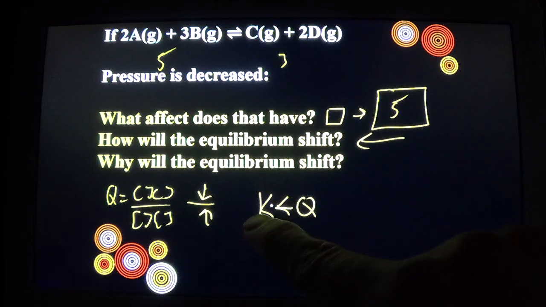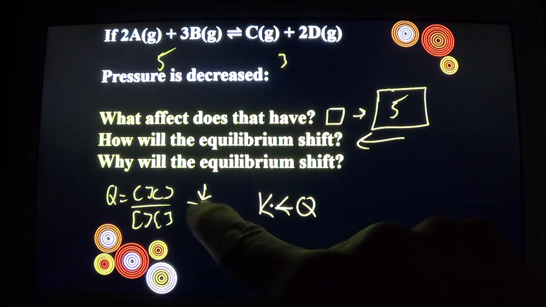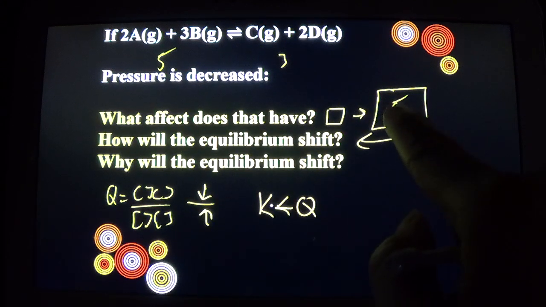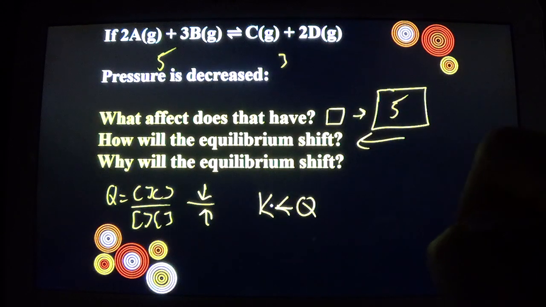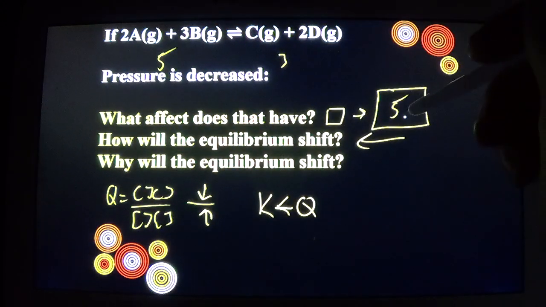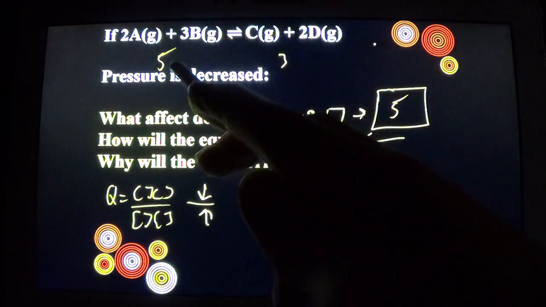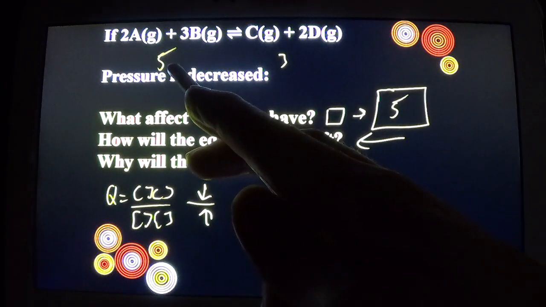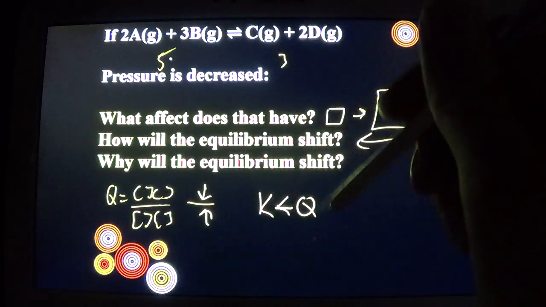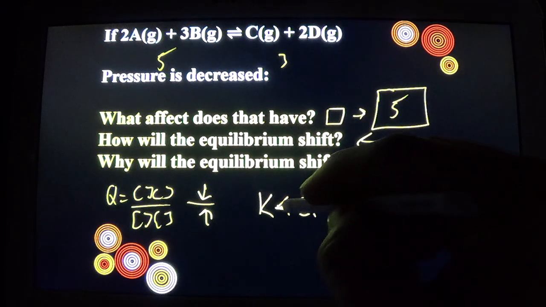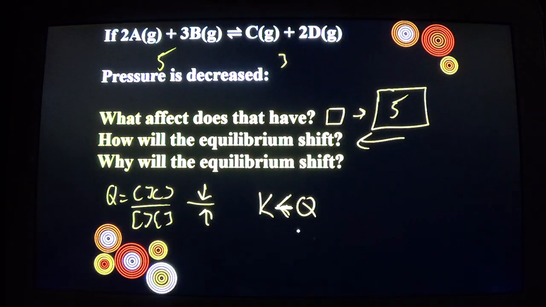Since Q must have been larger than K, Q needs to be getting smaller, and that's how we can figure this out. 5 fits into a larger box better. To make 5 moles of gas, we had to shift to the left. By shifting to the left, we can infer that Q was greater than K. It has to get smaller. Q's number has to get smaller to get back to equilibrium.